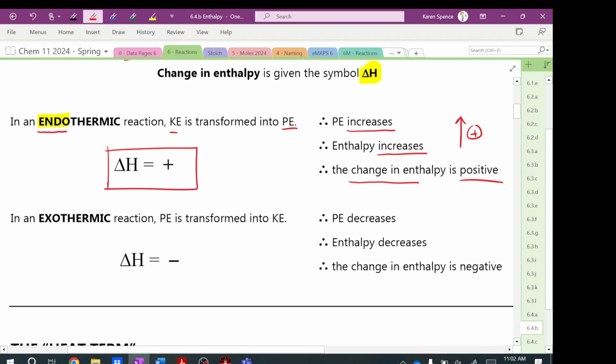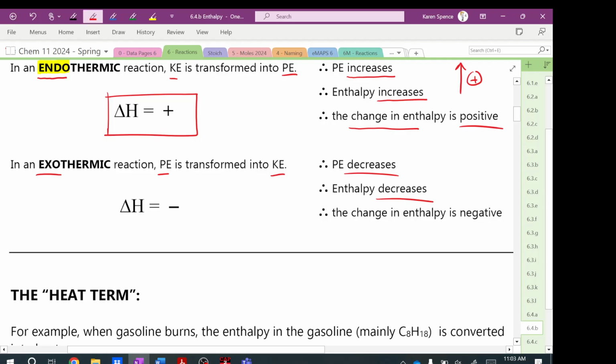Same thing, exothermic reaction. Potential energy is transformed into kinetic energy. So we're taking some potential energy and we're turning it into something else. So our potential energy decreases. That means our enthalpy decreases. And the change in enthalpy is negative.